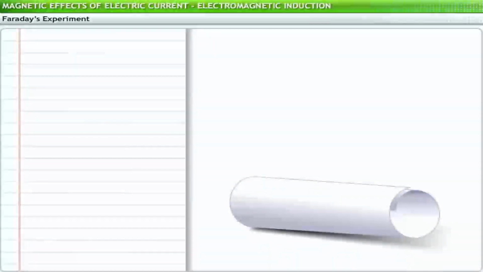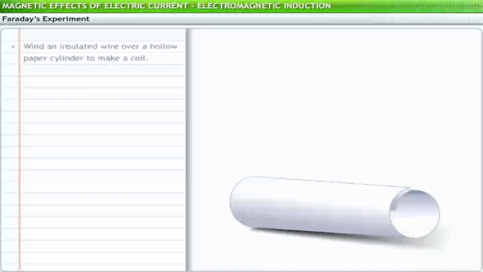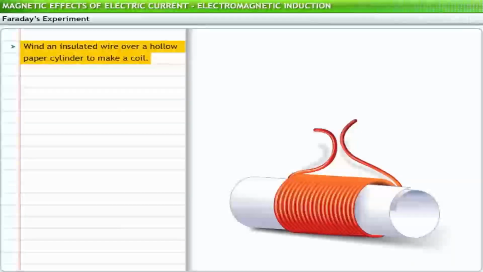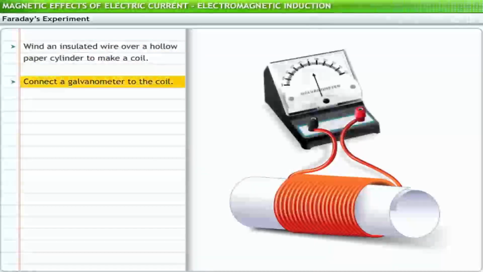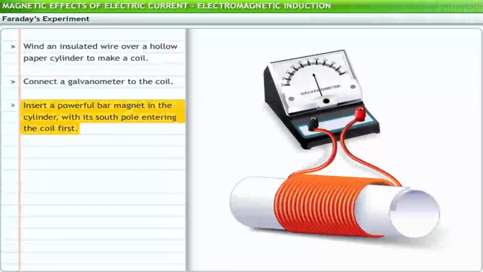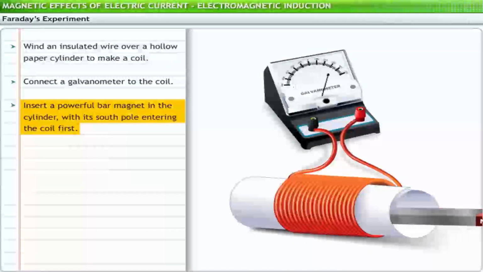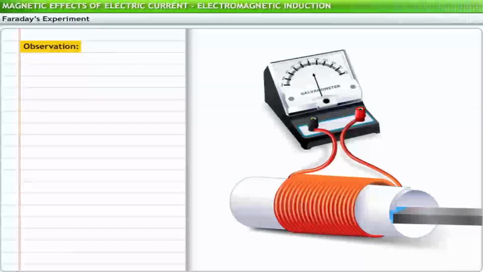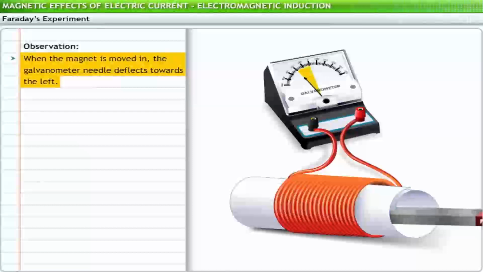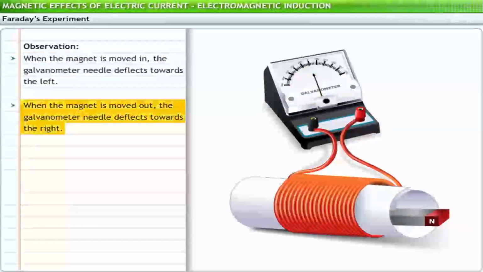To conduct Faraday's experiment, we will begin by winding an insulated wire over a hollow paper cylinder to make a coil. Next, we connect a galvanometer to the coil. Finally, we insert a powerful bar magnet in the cylinder with its south pole entering the coil first. We observe that when the magnet is moved in, the galvanometer needle deflects towards the left. When the magnet is moved out of the coil, the galvanometer needle deflects towards the right.